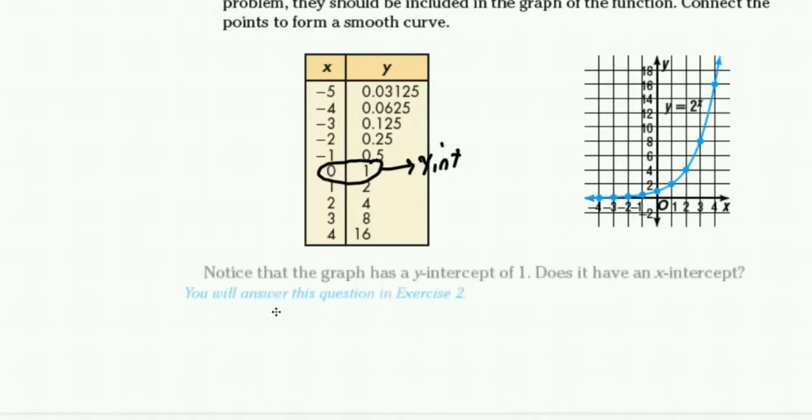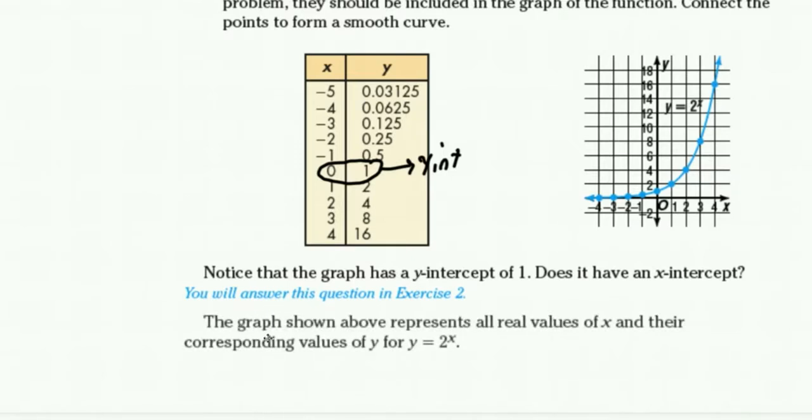Notice that the graph has a y-intercept of 1. Does it have an x-intercept? Okay, well, we just answered that question. Since it will never reach 0, you will not have an x-intercept for this particular graph, but we'll verify that in example 2.